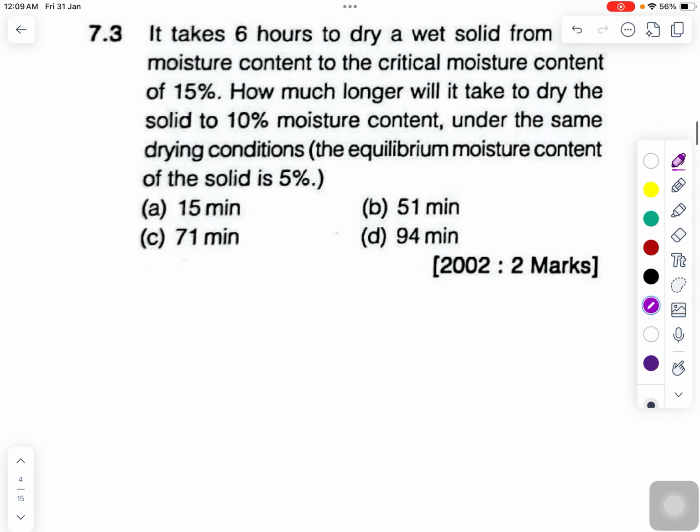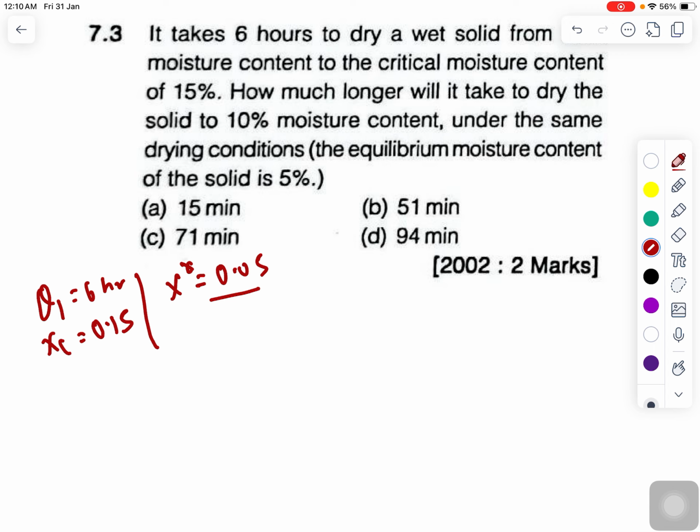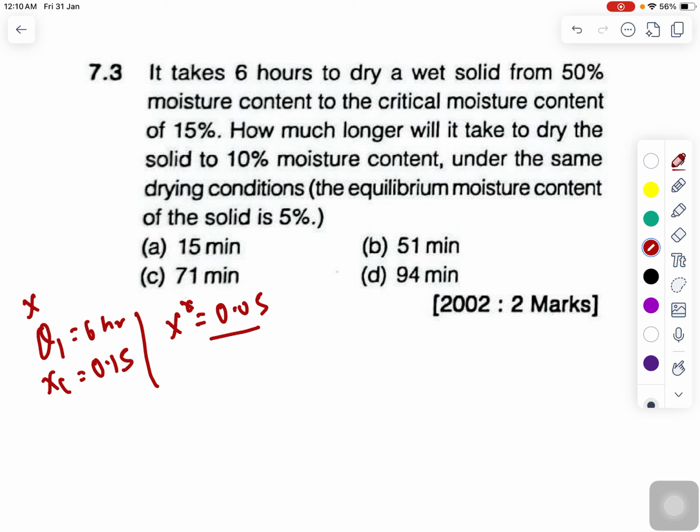Now moving towards the next question. The question says that it takes 6 hours to dry a wet solid from a moisture content to the critical moisture content of 15%, right? So let's say theta 1 is equal to 6 hours, and obviously xc is given as 0.15. How much longer will it take to dry the solid to 10% moisture content under the same drying condition, right? And the equilibrium moisture content x star is given to you as 0.05, and obviously x1 is given as 0.50.